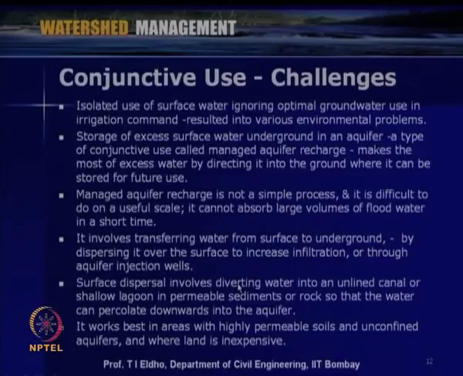Then surface dispersal involves diverting water into an unlined canal or shallow lagoon in permeable sediments or rocks, so that water can percolate downward into the aquifer system. So, we need to have an appropriate system, like an unlined canal or basin or lagoon, through which we can go for artificial recharge, so that more water will be recharged to the aquifer system, and then that will be available for further use. So, it works best in areas with highly permeable soils.